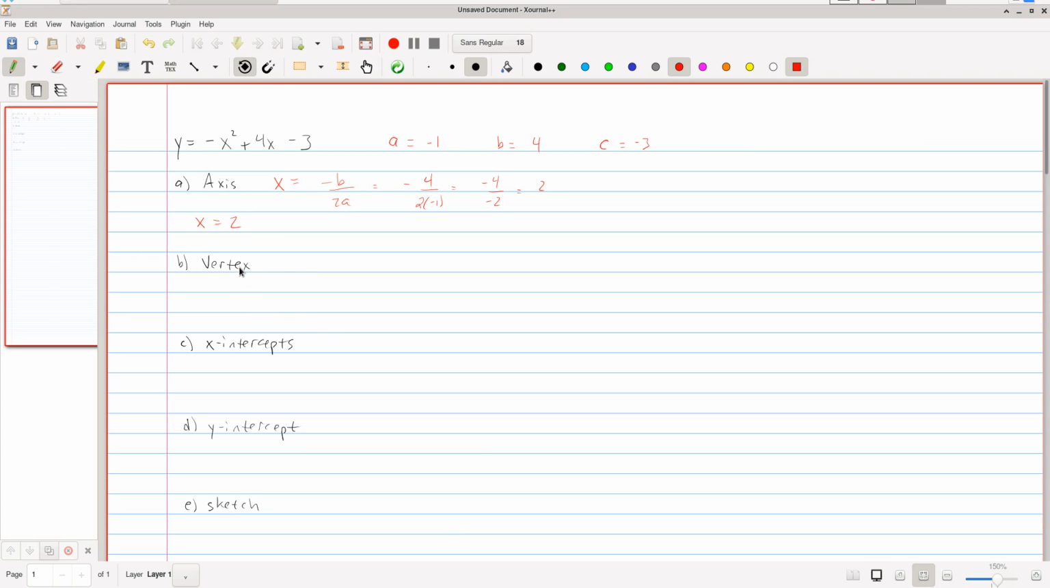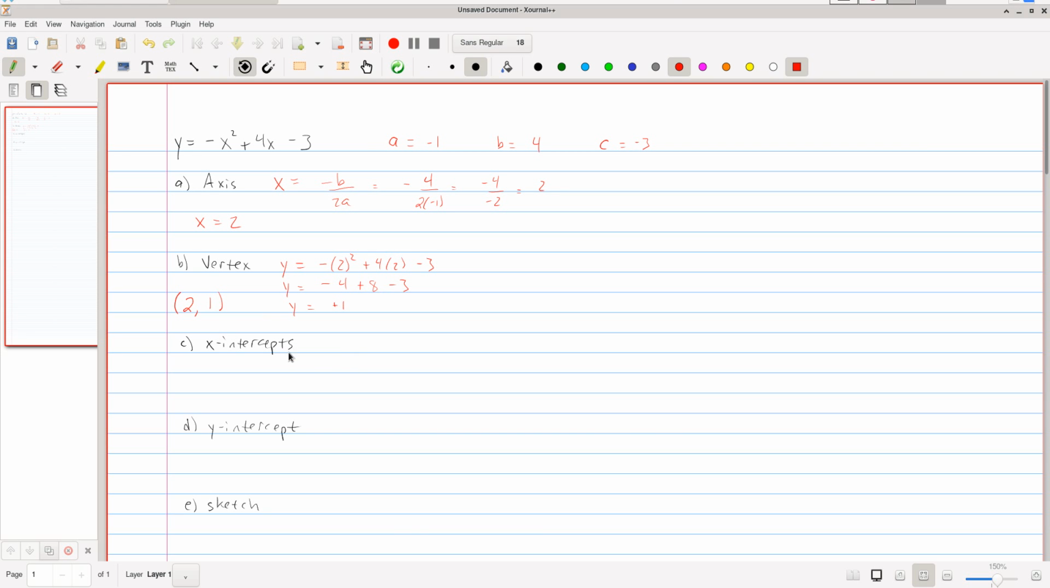To get the vertex, we're going to take the x value that we found from the axis and plug it back into the original function. So we're going to get y equals negative 2 squared plus 4 times 2 minus 3. So this is y equals negative 4 plus 8 minus 3. If we combine like terms, we're going to get positive 1. So this gives us a point whose x value is 2 and whose y value is 1. The x equals 2 came from before, the y equals 1 is what we just found.